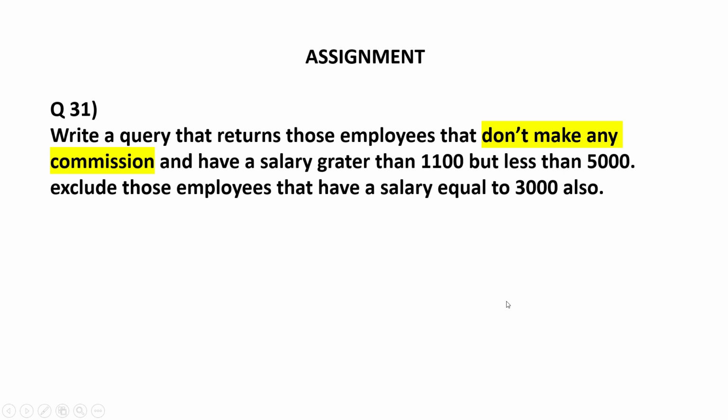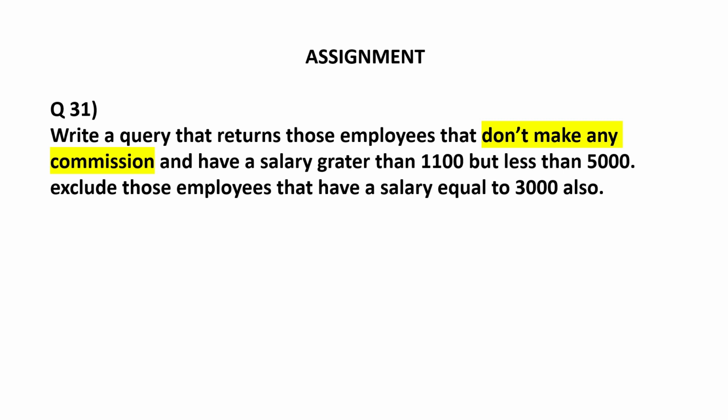Hi everyone, in this video we'll learn how we can solve this assignment question. This assignment question will give you a proper idea that you can use the AND operator and the OR operator together. दोनों ऑपरेटर्स को AND ऑपरेटर और OR ऑपरेटर को हम साथ में यूज़ कर सकते हैं.